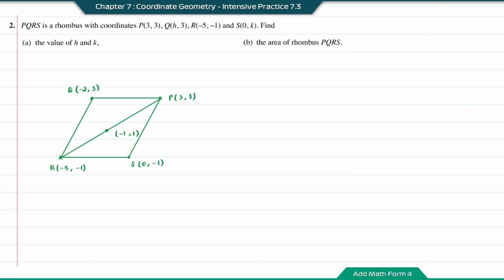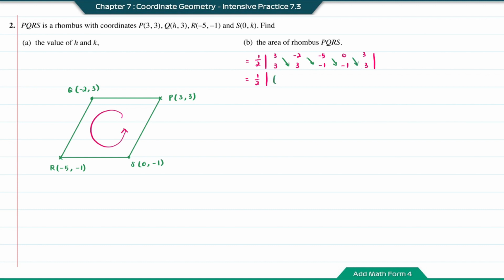Question B. Find the area of rhombus PQRS. As we know the coordinates of each point, here we can solve this using the shoelace formula. So here I'm going to arrange the coordinates anti-clockwise, starting with the coordinate P. So 1 over 2 times (3, 3). The second coordinate will be (-2, 3), followed by (-5, -1), (0, -1), and end with the first coordinate again. So this is equal to 1 over 2 times the sum of all products in these directions.